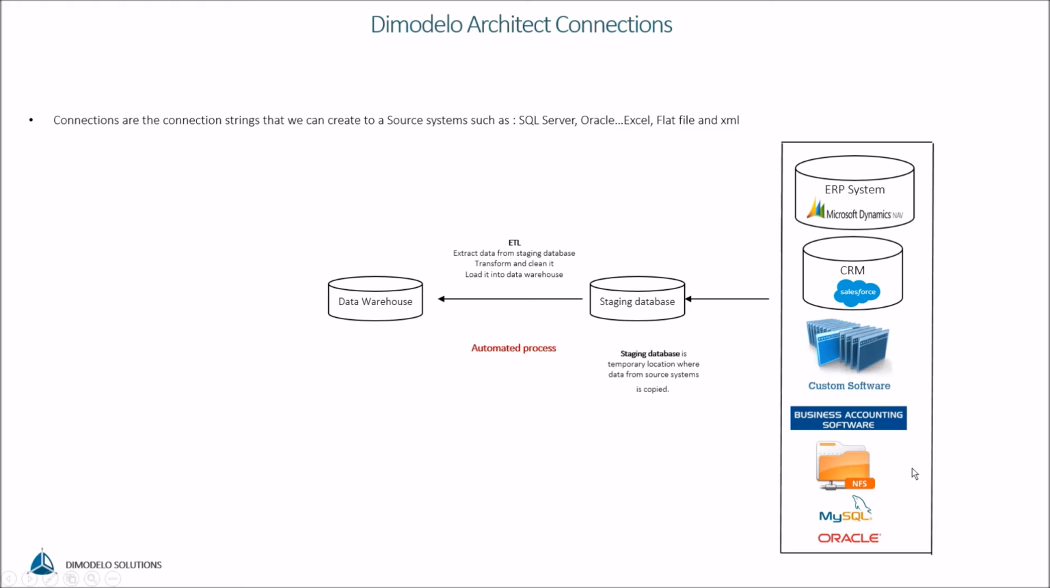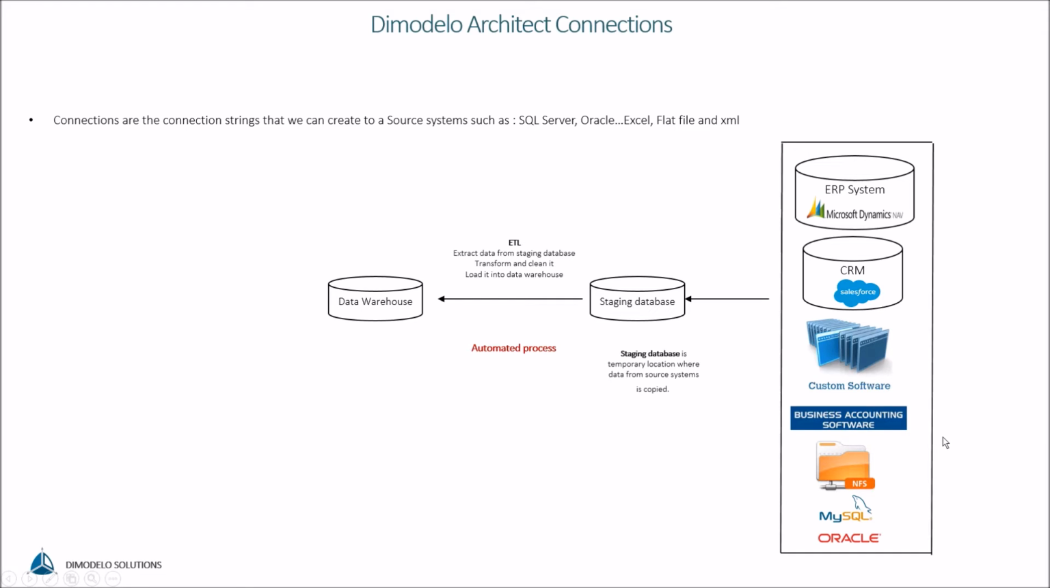Well, the data of some of these transactional systems is stored in a SQL Server database platform, more likely as source. And data also could be stored in a file system, or even in different database platforms such as Oracle, MySQL, Teradata, DB2, and there are many other database platforms out there. So the Dimodelo Architect supports many different types of source systems, as you can see. And there are many others that I didn't include here.